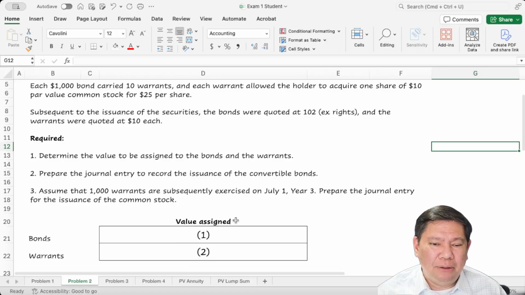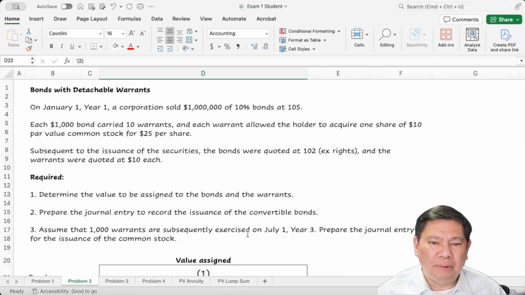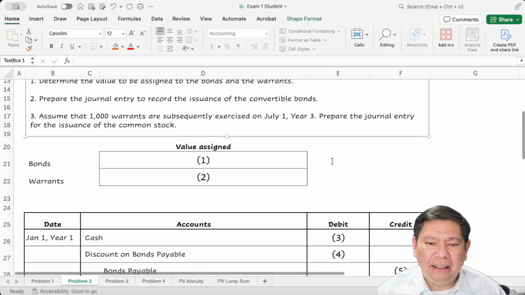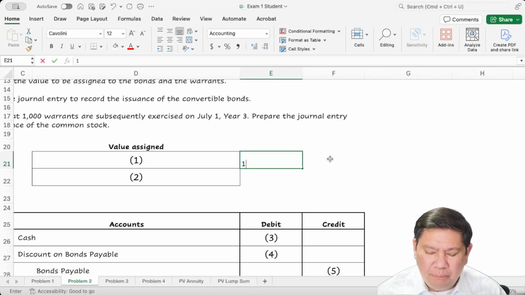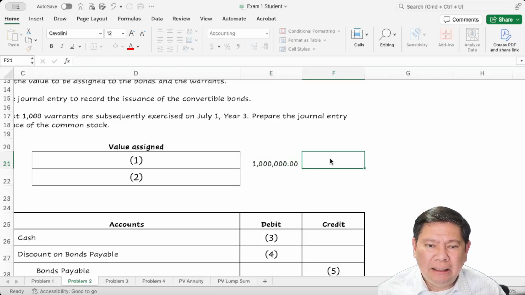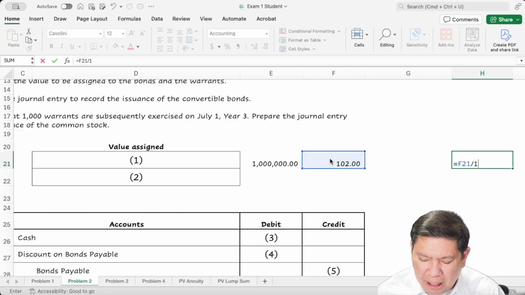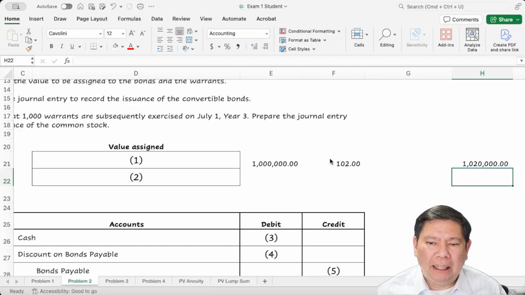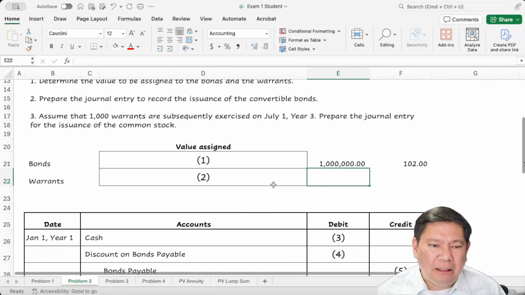Okay, so first we need to assign value to the bonds and assign value to the warrants. The bonds is very straightforward, right? 102 ex rights. So from $1 million at 102, it becomes 102 divided by 100 times $1 million, which is $1,020,000. Okay, and what about for warrants?